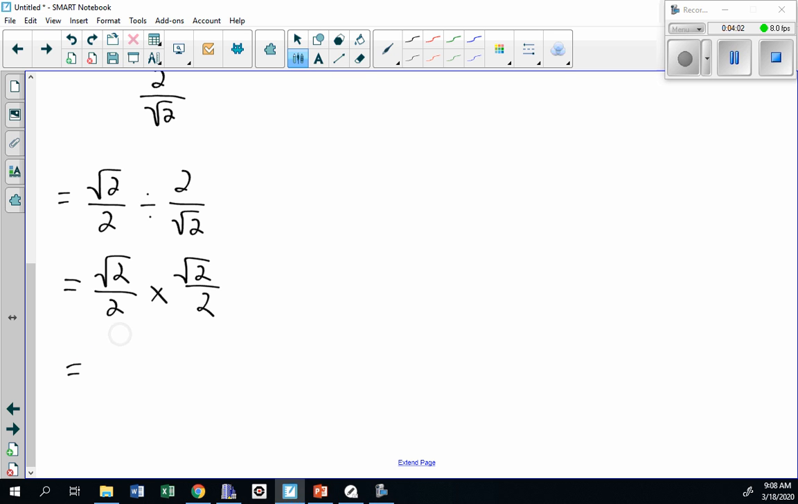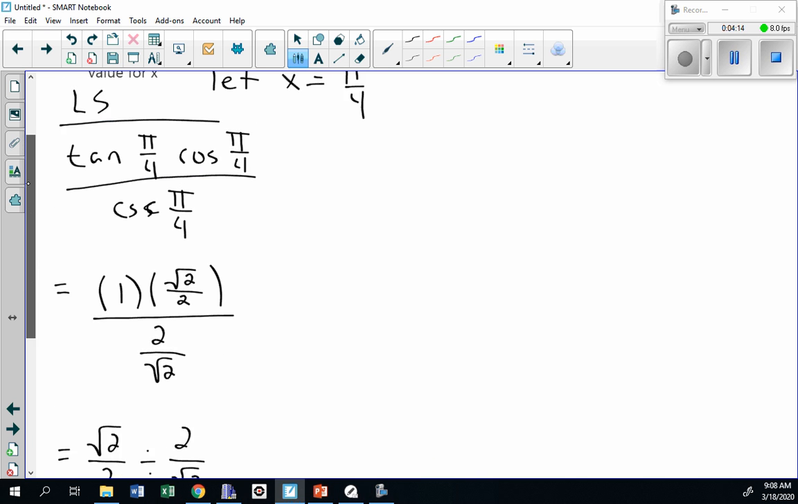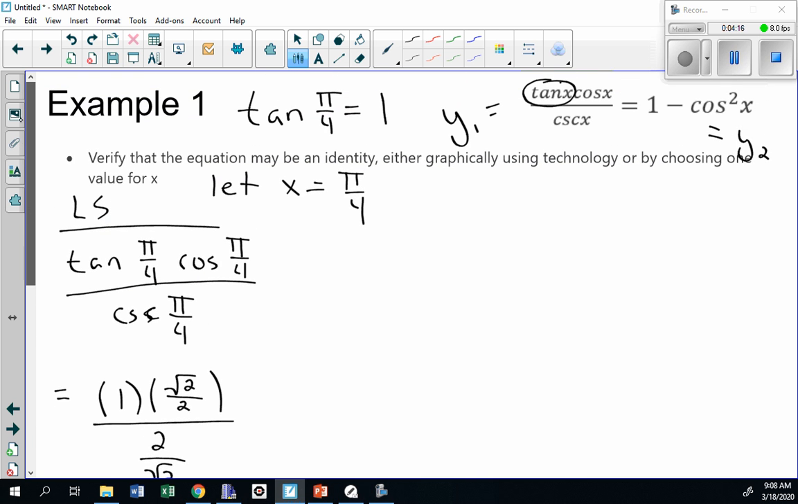So square root of 2 times square root of 2 is 2. 2 times 2 is 4. Well, that actually simplifies to 1 over 2. Now that value means nothing right now. All we know is that the left side, when we substitute x equals 4, is equal to 1/2. So we need to do the same thing to the right side.